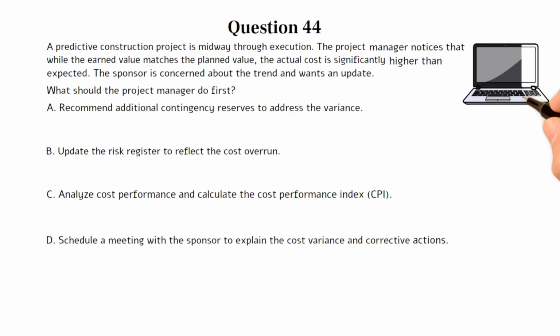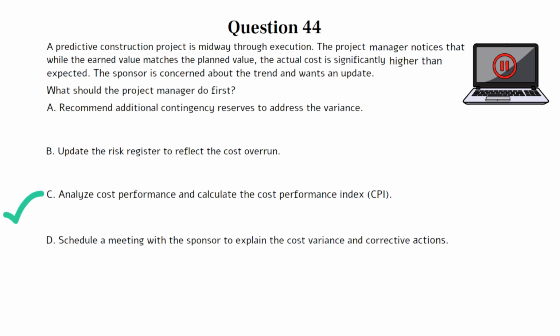You can pause the video here if you need more time to work on the question. The correct answer is C. This question tests your ability to apply earned value management principles to monitor and control project costs. Specifically, it focuses on what action a project manager should take first when there's evidence of overspending.